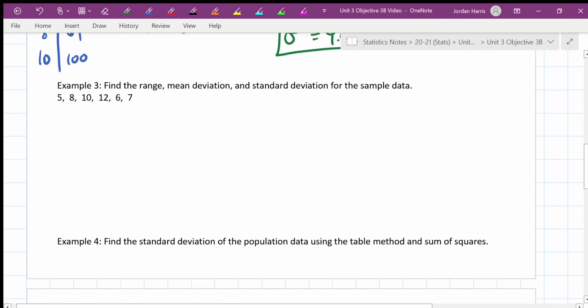So, example 3 says, find the range, mean deviation, and standard deviation for the sample data. A little bit of review of 3.3a. You need to know that. So range, I'll do that one first. Well, I'll set up a table.